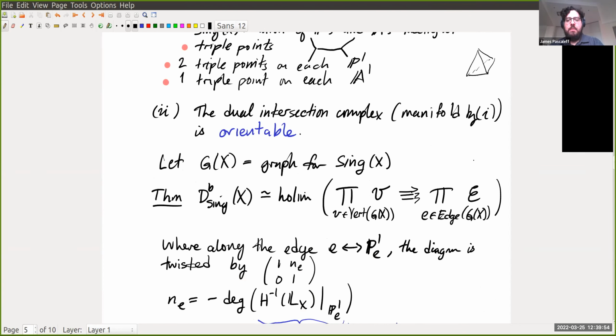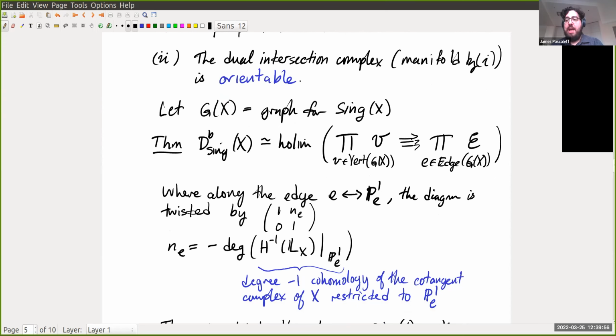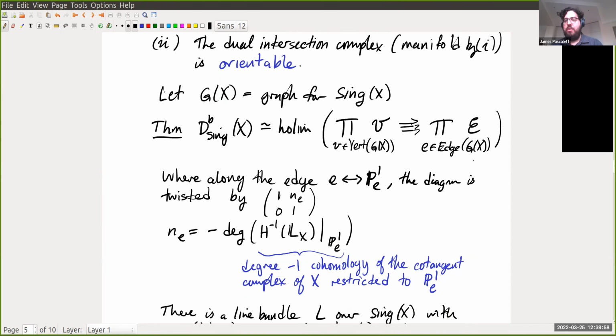Then let G be the graph for the singular locus of X. There's a vertex for each triple point and an edge for each component of the singular locus. Then dB sing of a surface satisfying these conditions is the homotopy limit of a G-shaped diagram of these categories. So that's true: it is computed by some homotopy limit of this form.